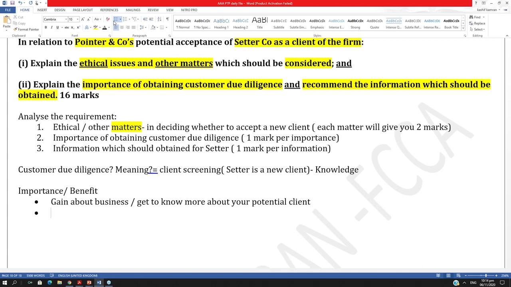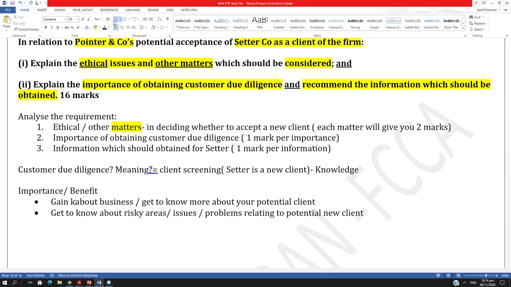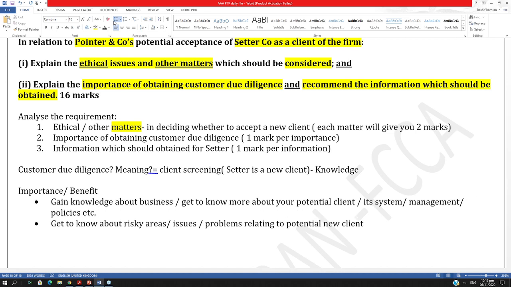The importance of customer due diligence is that you get to know about risky areas, issues, and problems relating to the potential new client. Will you gain knowledge about its policies and systems? So you gain knowledge about the business. You get to know more about your potential client, its systems, its management, its policies, etc. And you also get to know more about the risky areas, the issues, the problems. Yes, you also get to know about the regulatory environment, the laws and regulations.